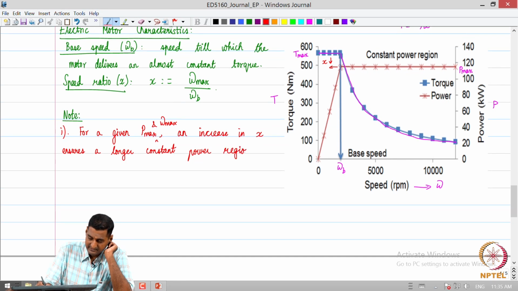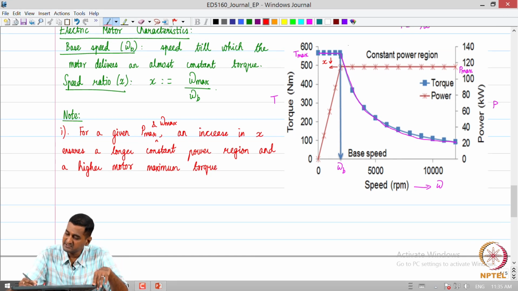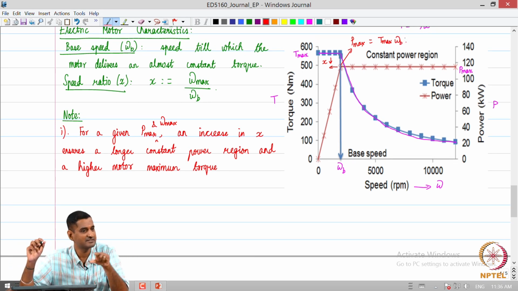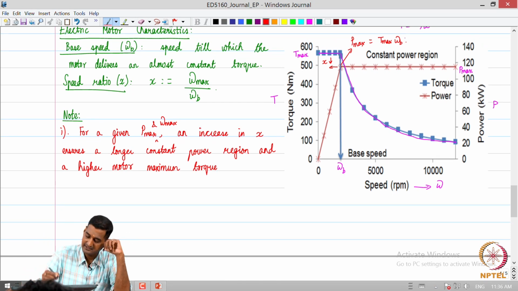and consequently a higher motor maximum torque. Why? Because if we write P equals T omega at this base speed, what will happen? We will have P max equal to T max times omega b, right. So, if I am reducing omega b for the same P max, T max is going to increase.